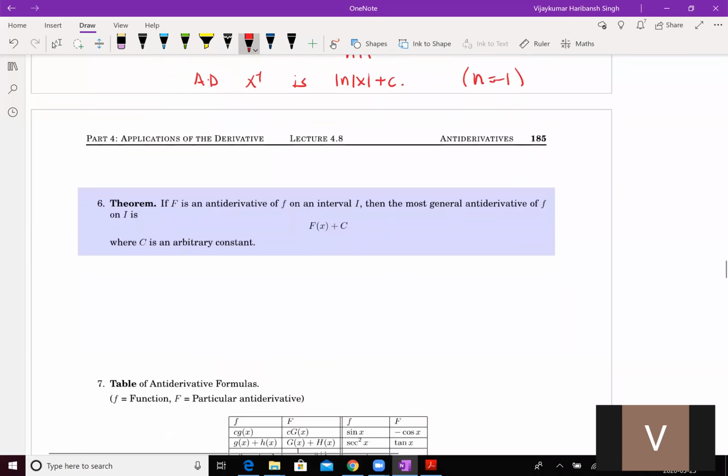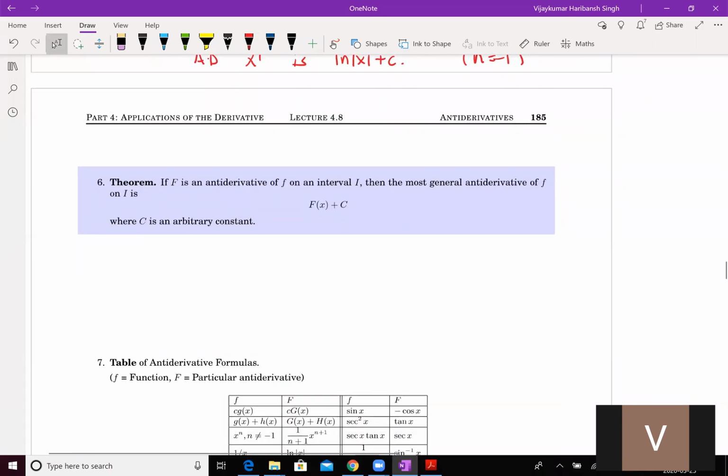Okay, all right. So note the following: if you take any antiderivative F of f on interval I, then the most general antiderivative is F of x plus c, right? Because when you add a constant and take the derivative, you get back your small f.